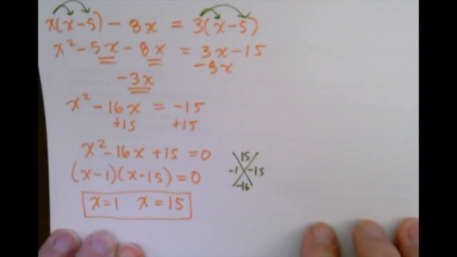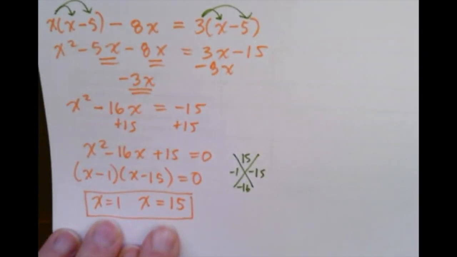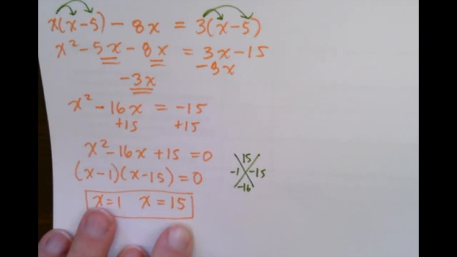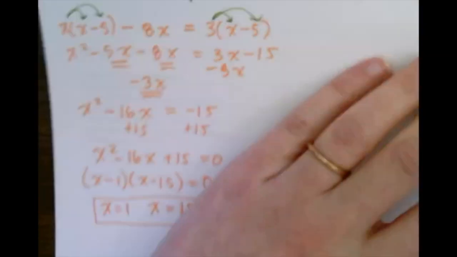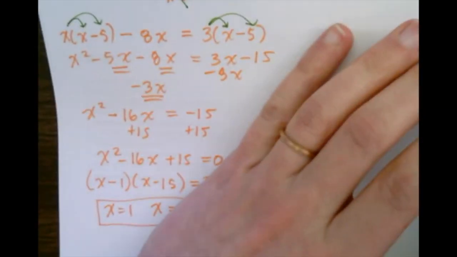And again, you always do want to check your work. For the sake of time, I'm not going to show checking your work for this one, but the idea is you could plug 1 back in and then separately plug in 15, and both should make our equation true. Okay, so now we're going to do one example where there is an extraneous solution, which means that one of our solutions cannot actually be a solution.